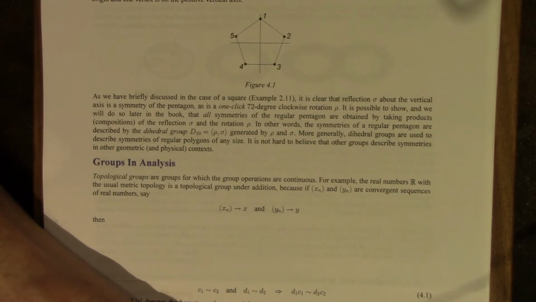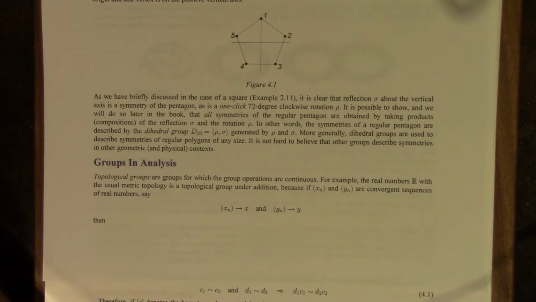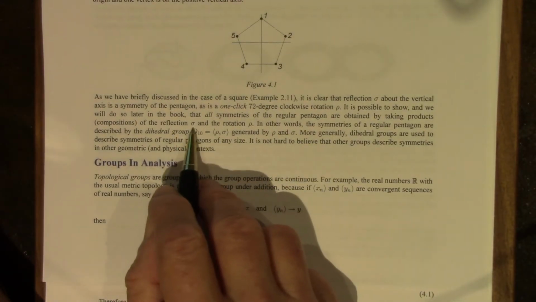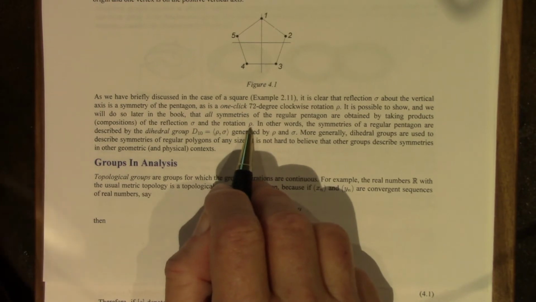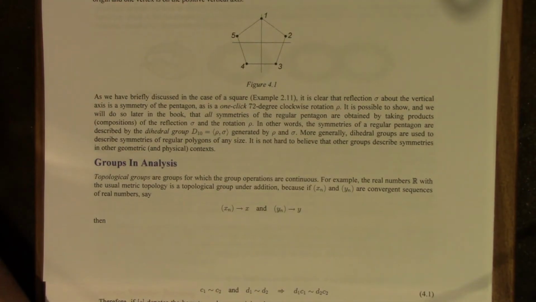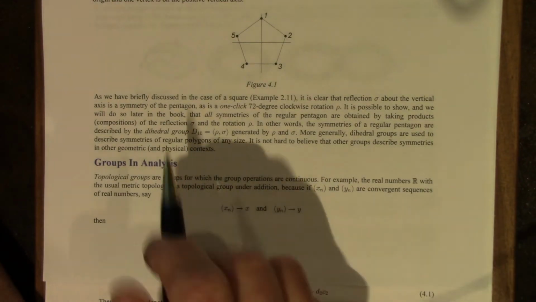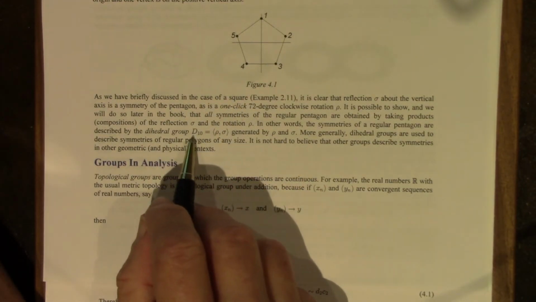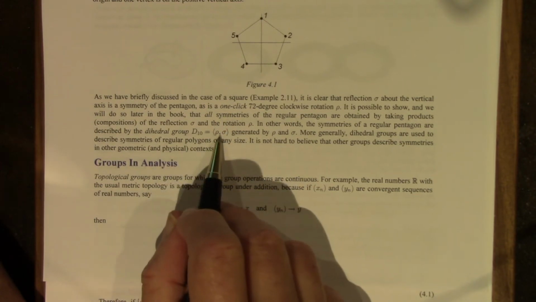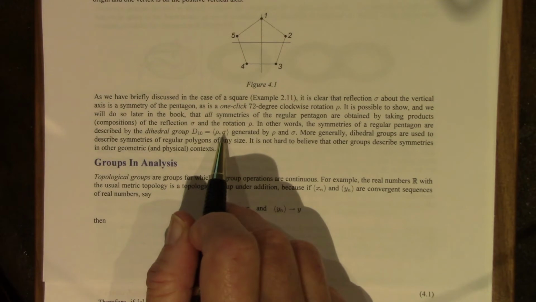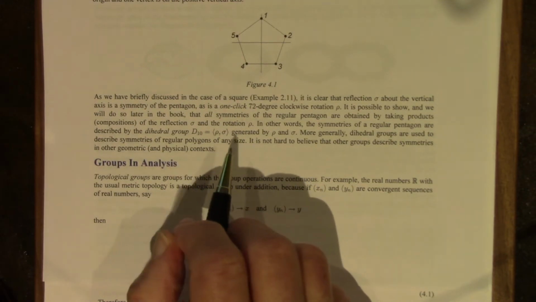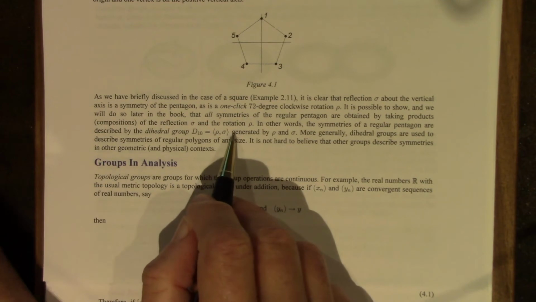It's possible to show, and we will do so later on when we look at the dihedral groups in earnest, that all symmetries of the regular pentagon are obtained by taking products, that is to say compositions, of the reflection sigma and this rotation, which I'll call rho. In other words, the symmetries of the regular pentagon are described by the dihedral group D10, generated by rho and sigma. Now, I haven't defined what it means to say a group is generated by a set of elements, but we're going to do that in the next chapter.